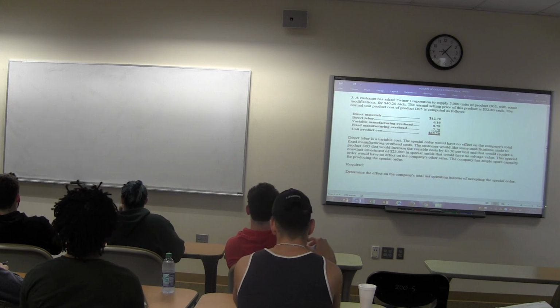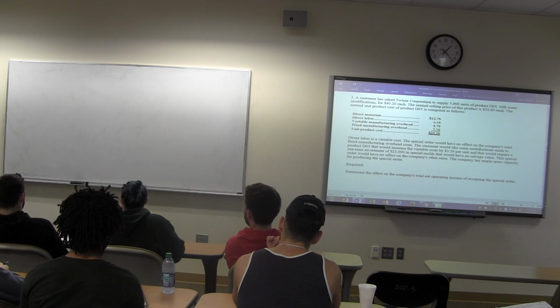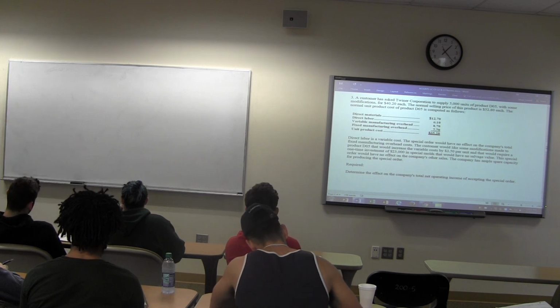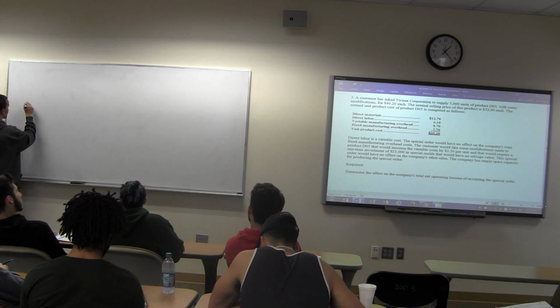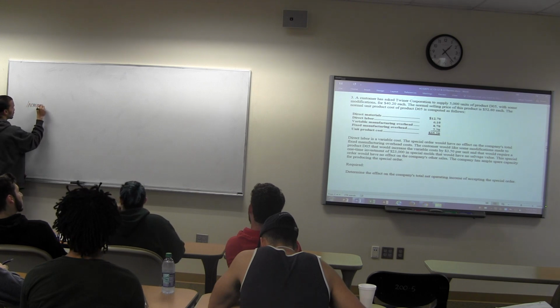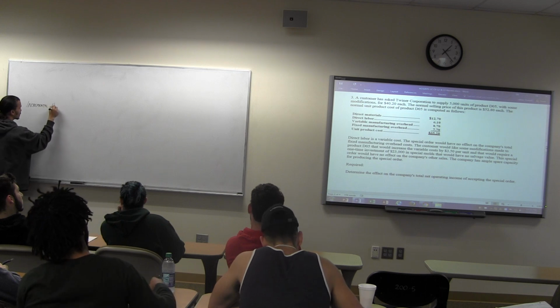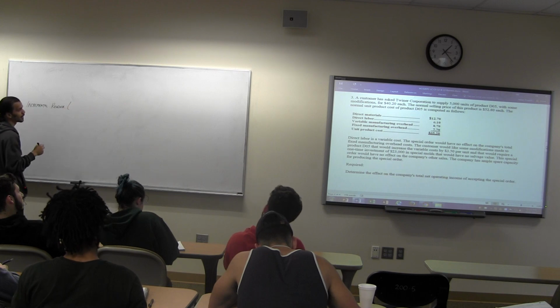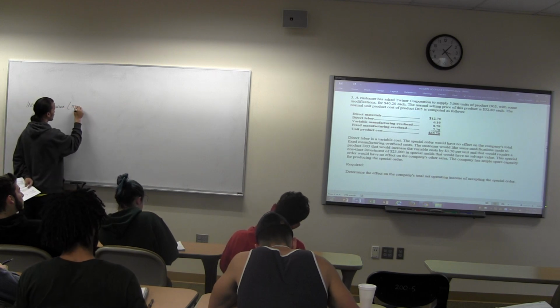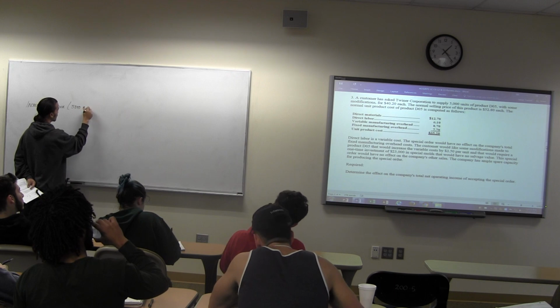So, determine the effect on the company's total net operating income of accepting the special order. So we're going to accept the special order. If we accept the special order, they want what? 5,000 units at $40.27 each. So we're going to look at the additional revenue we get. 5,000 times 40.27.